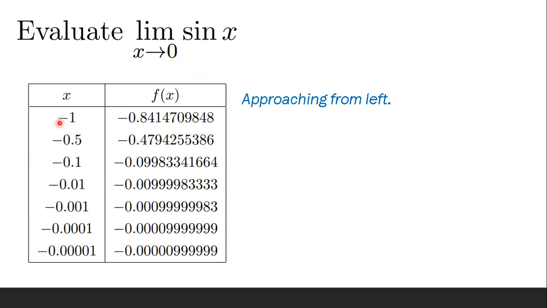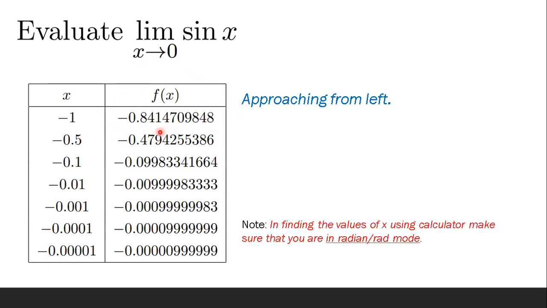Since -1 is on the left of 0, I started with -1 and ended with -0.000001. In finding the value of our f of x using a calculator, please take note that you need to be in radian or rad mode. You can press mode and look for RAD or radian mode in order for us to solve the exact value of our f of x.